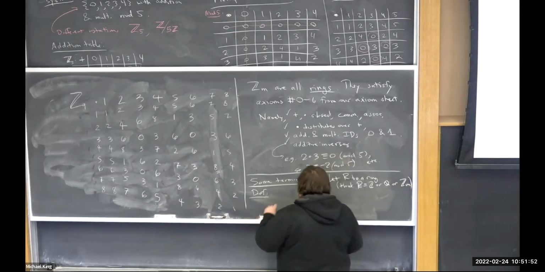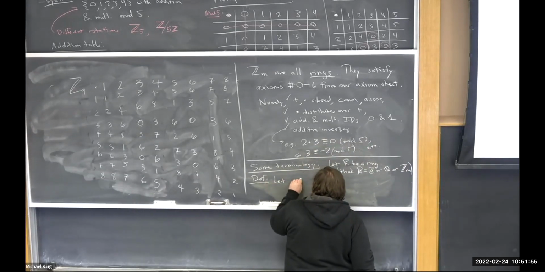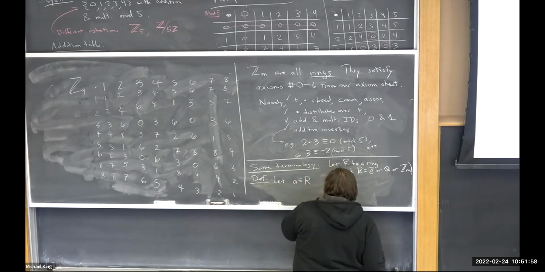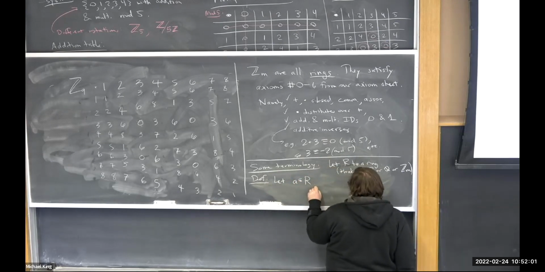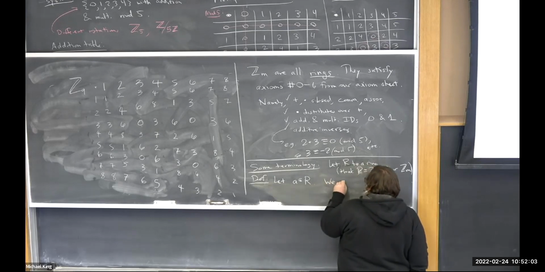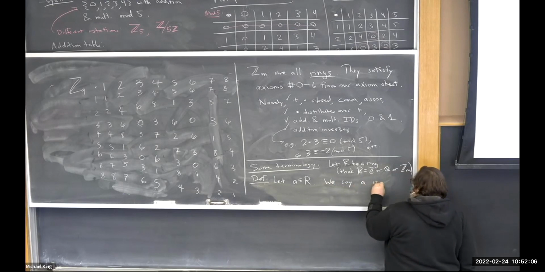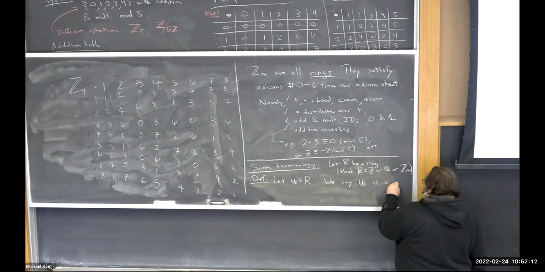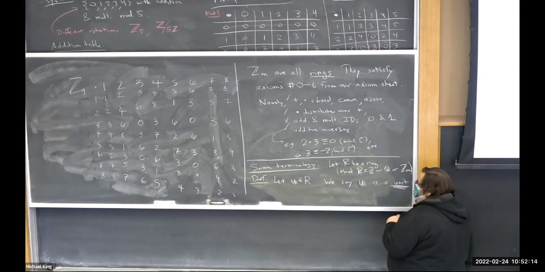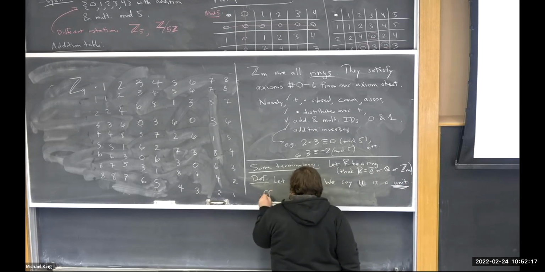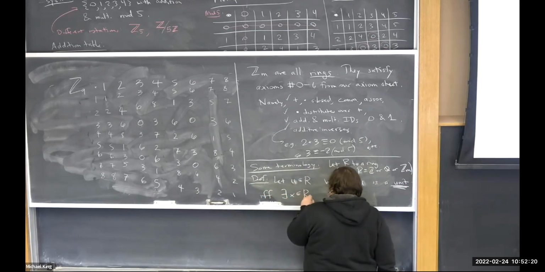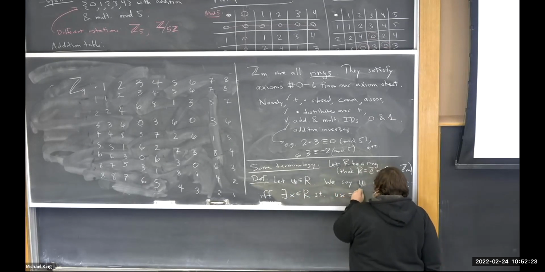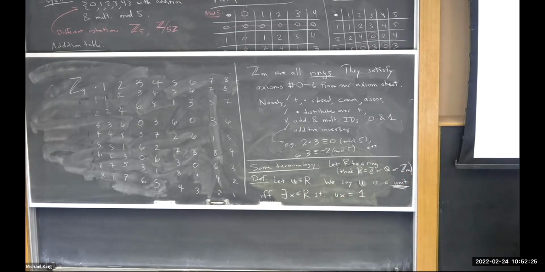So definition, let A be in R. We say A is a unit. I'll call it U. We say U is a unit if and only if it has a multiplicative inverse. If and only if there exists an X in R such that UX equals 1. So the units are the numbers that have multiplicative inverses within the same set.